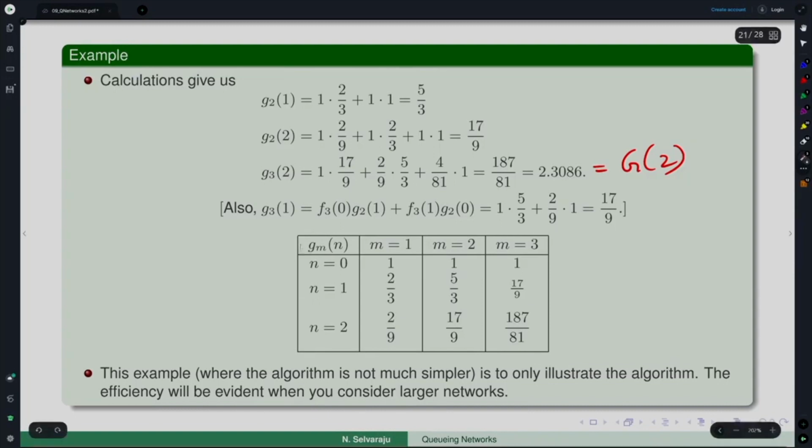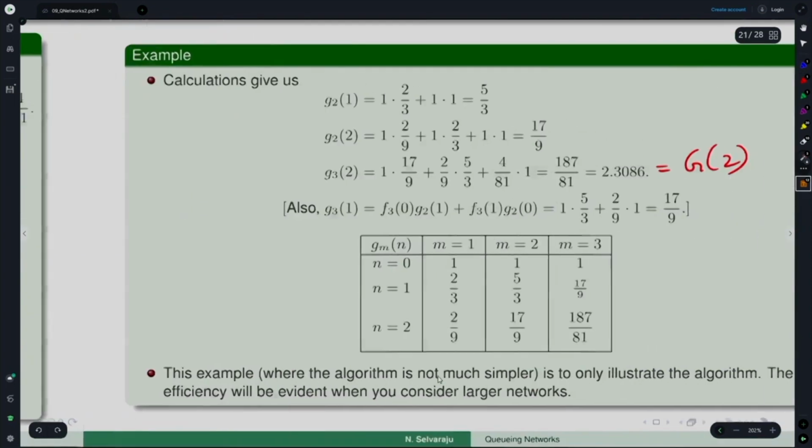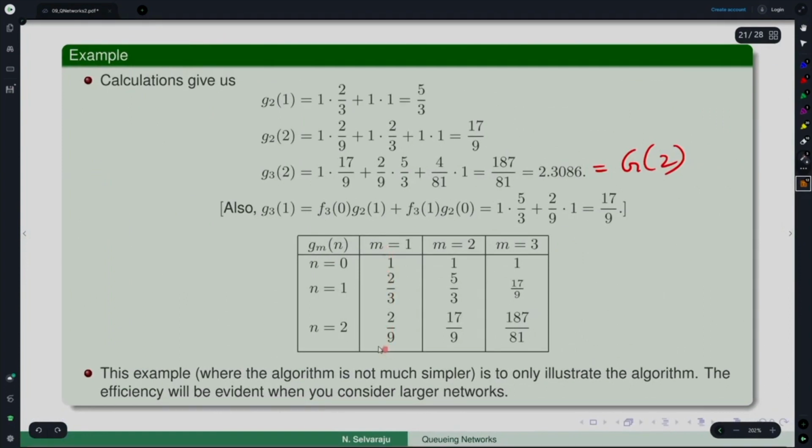Now, the tabular form we have kept here just for easy reference and understanding of how this algorithm works. The first column is what is given by G1 of n. This is given by the initial condition, which is simply F1 of n. Once you compute that, you will get this. Similarly, Gm of 0 will give you the first row, which also comes from the initial condition. Then the rest of the table you have to start filling.